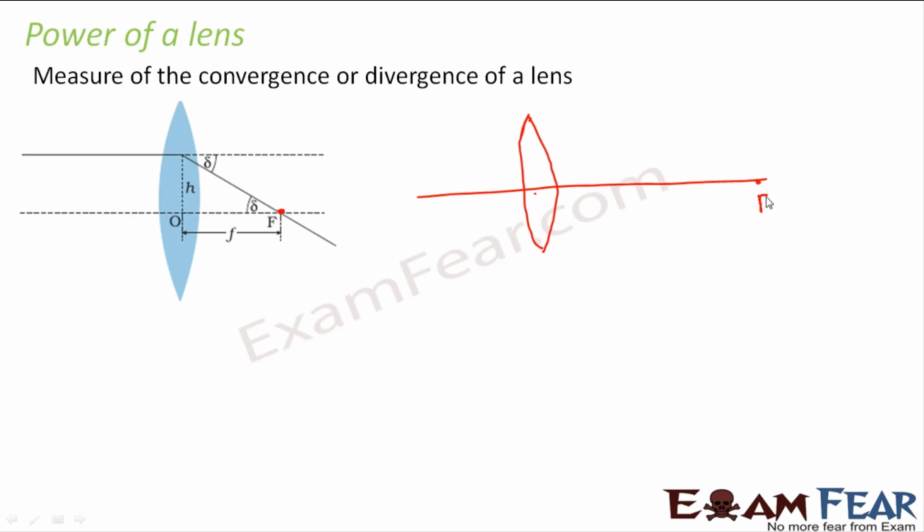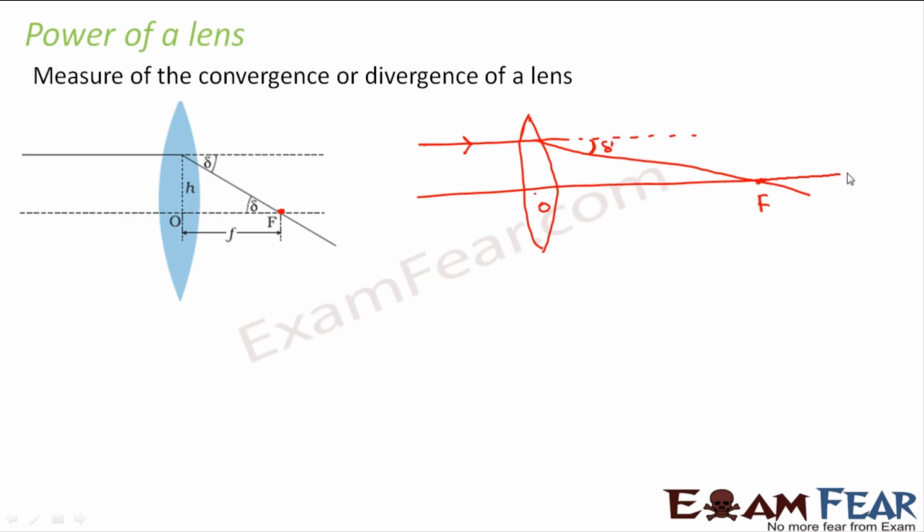Let us suppose the second principal focus lies somewhere here. So in this case, OF is greater than the OF in the previous case. So what will happen? When a ray of light is incident parallel to the principal axis, it has to pass through this focus. In this case, the bending reduced. The value of this delta dash became smaller than the value of this delta.